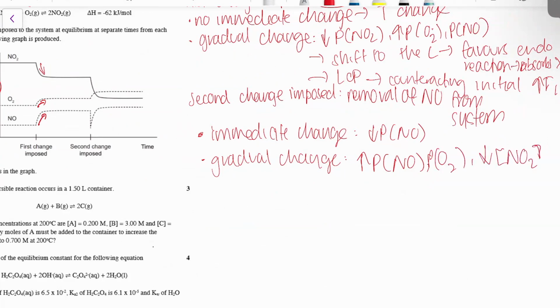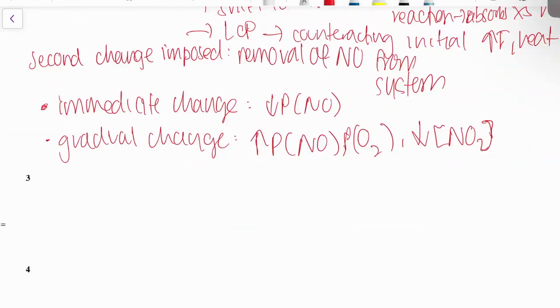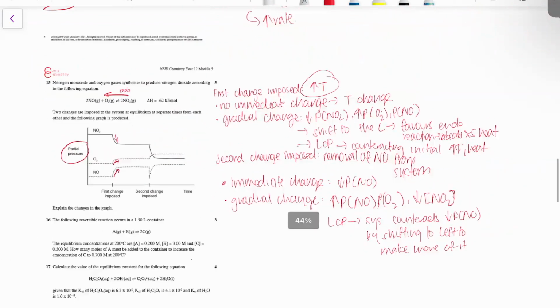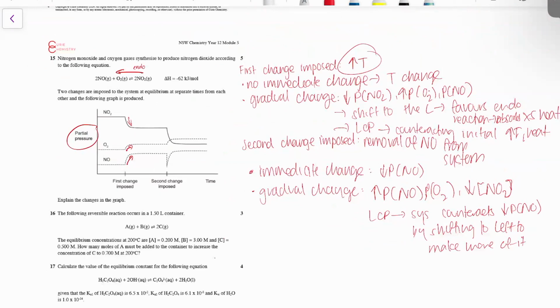This makes sense because if we remove NO, the system's going to try to make it again. So according to LCP, the system counteracts the decrease in the pressure of NO by shifting to the left to make more of it. So 2.5 marks for change 1, 2.5 marks for change 2. Any questions? No.